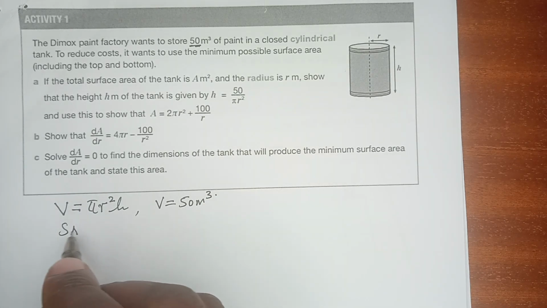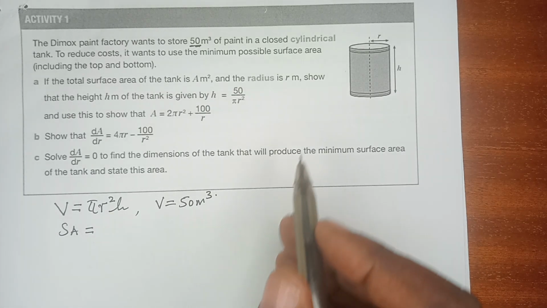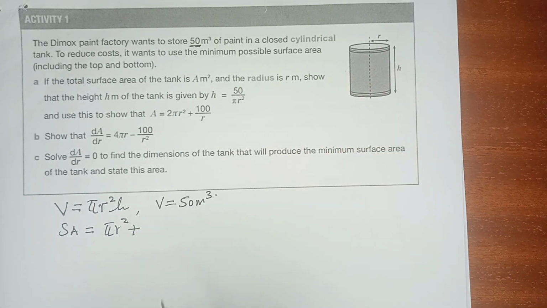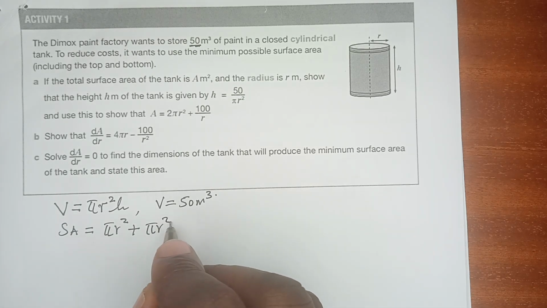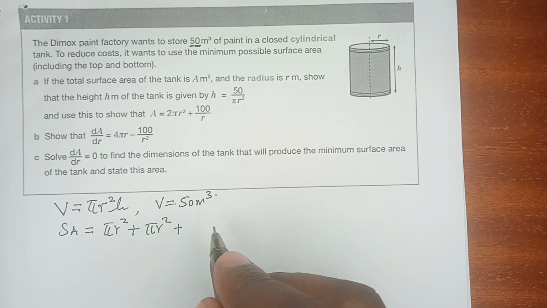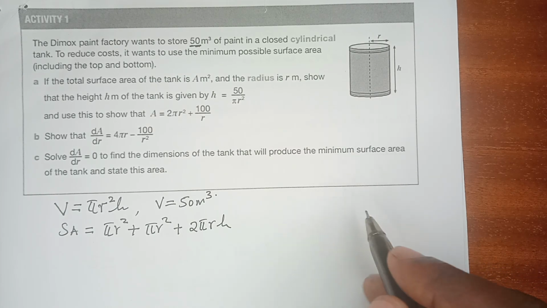The surface area of a closed cylinder is given by the area of the bottom, which is circular in shape, pi R squared, plus the area of the top, which is also circular in shape, pi R squared, plus the area of the curved surface, which is 2 pi R H. And I want to just demonstrate it here.